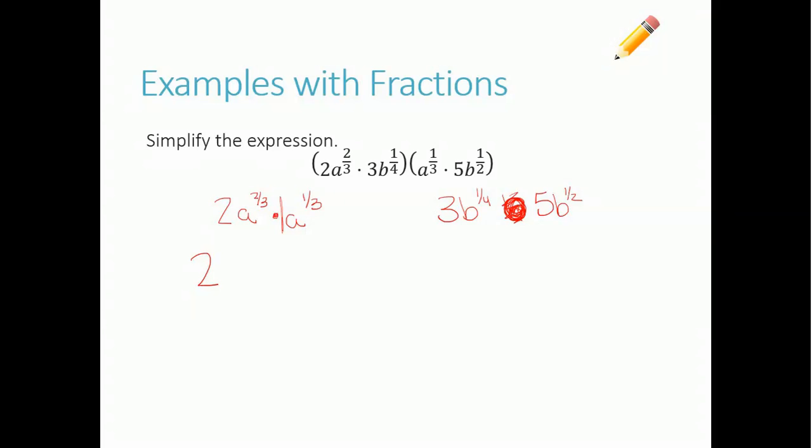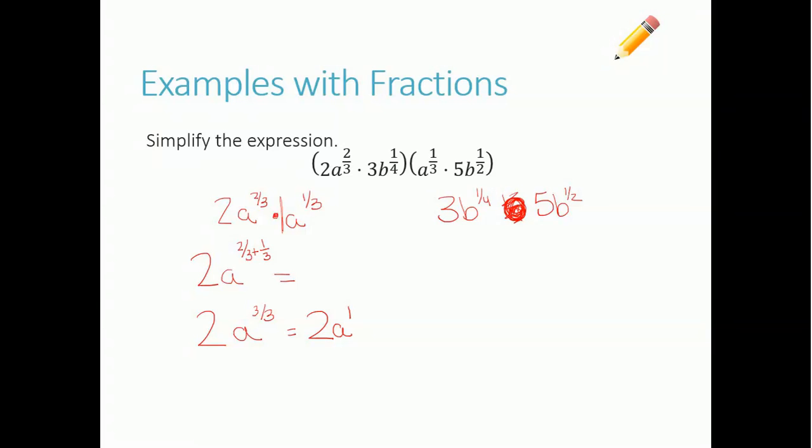Now, just because they're fractions does not mean they get preferential treatment. Since they are like bases, both of them have an A, big A, I just add my exponents. So this would be 2A to the 2/3 plus 1/3. That'd be 3 over 3, right? But 3 over 3 is the same as A to the first. So I'll just write that as 2A to the first.